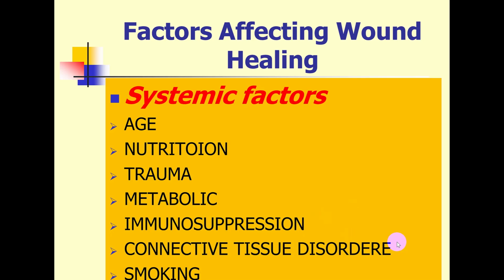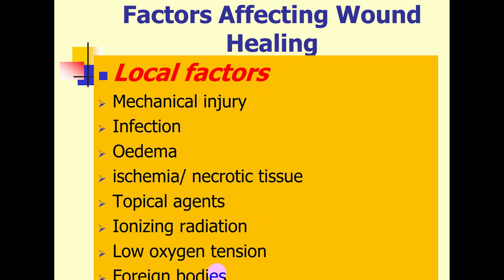Connective tissue disorders, acquired or congenital, and smoking, which is considered one of the causes of acquired connective tissue disorder, primarily affecting the action of the fibroblast. So we must understand the effect of smoking on the fibroblast, which is responsible for proliferation and for collagen synthesis. It is affected, so it causes an acquired connective tissue disorder, acquired collagen deficiency.